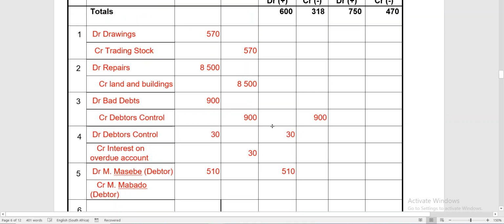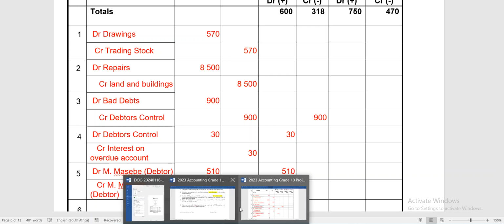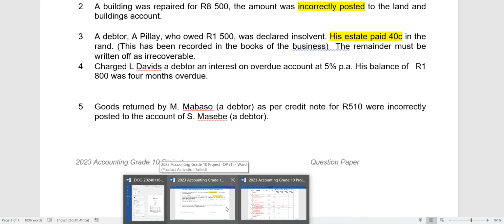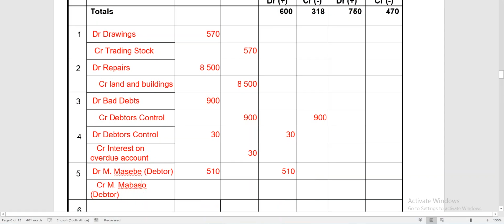And then remember, we said we are going to credit Mabaso. So on the journal, you show us which account are we debiting. Under details, which account are we debiting, which account are we crediting. Okay, so it will also be 510 here. But remember, Mabaso's account must be, let me check. So where was the mistake? Yeah, Mabaso's account must be debited, so that 510 will come here.